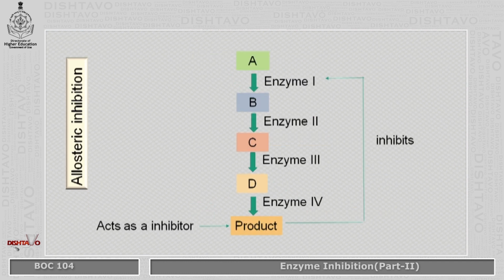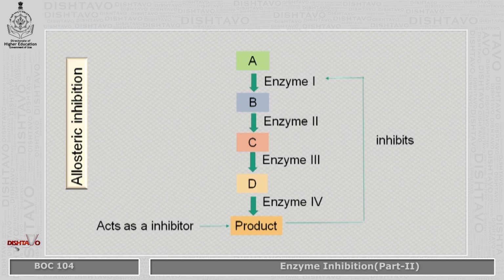The allosteric inhibition is generally seen in the multi-enzyme pathways, and this is an example of the multi-enzyme pathway where you can see A is the initial substrate. It gets converted into B, which is an intermediate compound, with the help of the enzyme 1. Again, B gets converted into C with the help of the enzyme 2. C gets converted into another intermediate compound with the help of the enzyme 3.